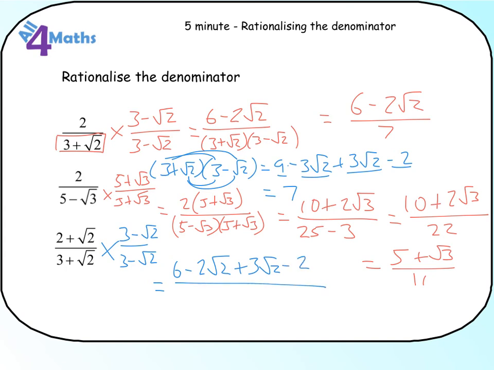And that's going to be over 3 times by 3, which is 9. 3 times by minus root 2, which is minus 3 root 2. 3 times by plus root 2, which is plus 3 root 2. So this one does cancel out. And root 2 times by minus root 2, which is minus 2. So this then becomes 6, take away the 2, which is 4. Minus 2 root 2 plus 3 root 2, which is positive root 2. And then that is over 9 minus 2, which is 7.